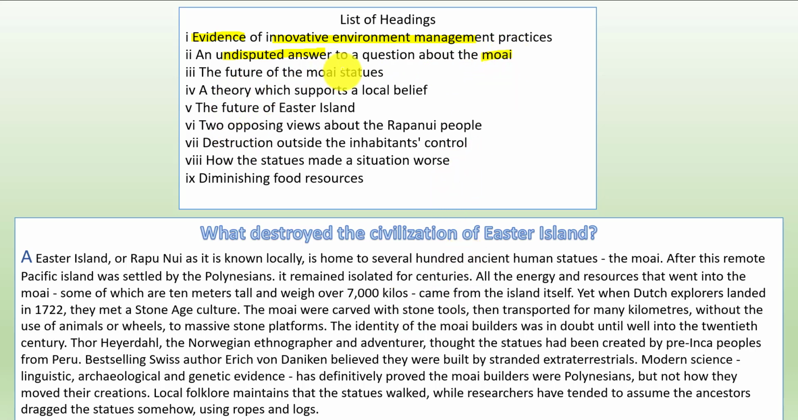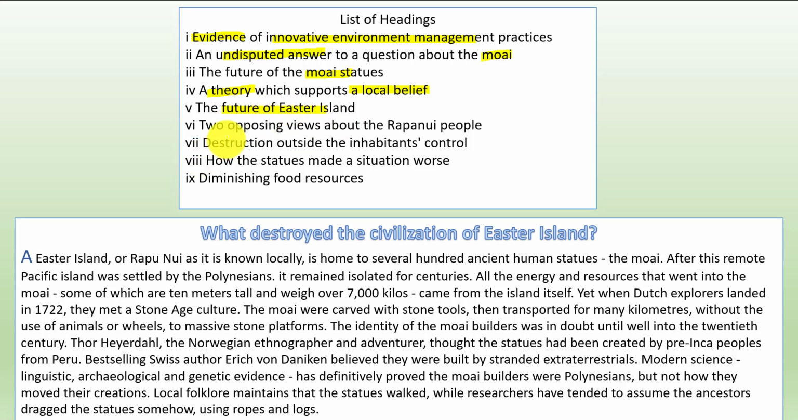The future of Moai statues. Again, we have Moai. A theory which supports a local belief. Theory is important and also a local belief. The future of Easter Island. Easter was our title, and we're gonna look for future of Easter Island. This is a short title, and you can take hold of it as your keywords, okay?